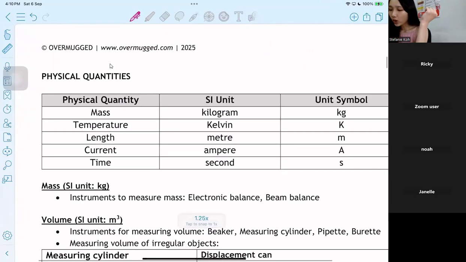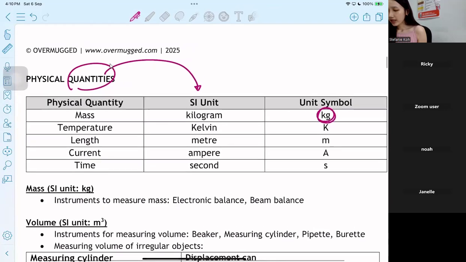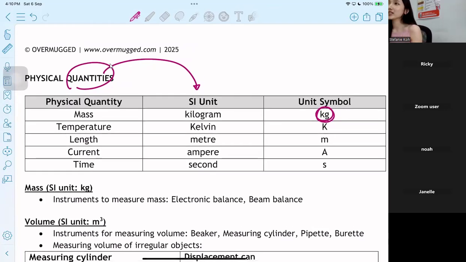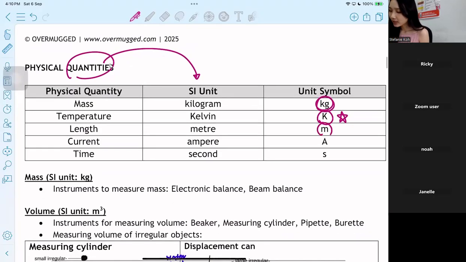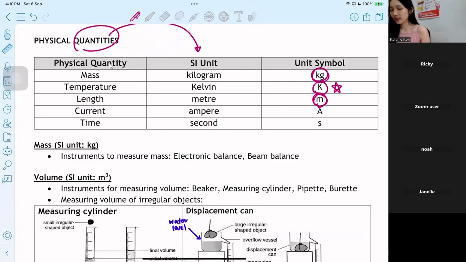Now we look at quantities. The most important thing about quantities is you must know the SI unit, the standard unit that is used universally. For mass it's kg. For temperature, it's not degrees Celsius that we usually use. It's in Kelvin. This one you must take note because most students tend to forget. They will think it's degrees Celsius because we use it so often, but no, it's in Kelvin. Then length is in meters. At least the first three you must know. Then you have current, amperes, and time in seconds.